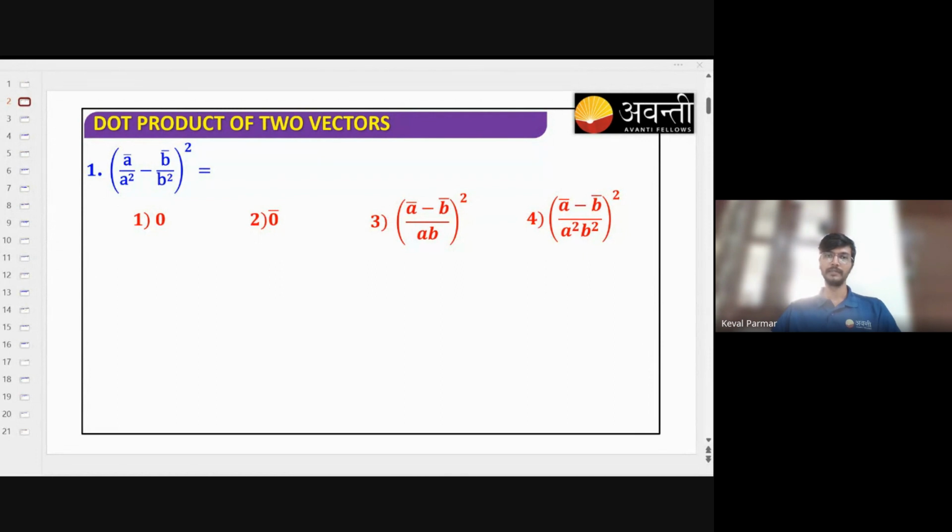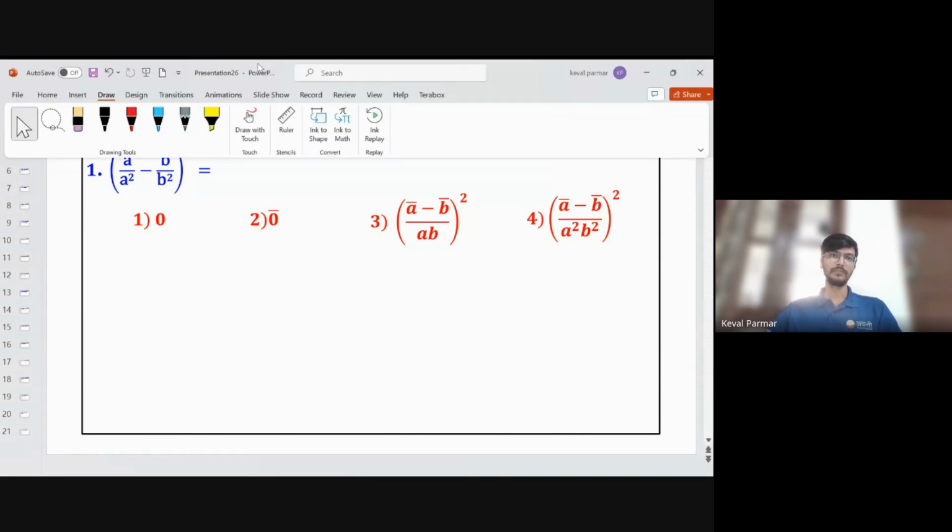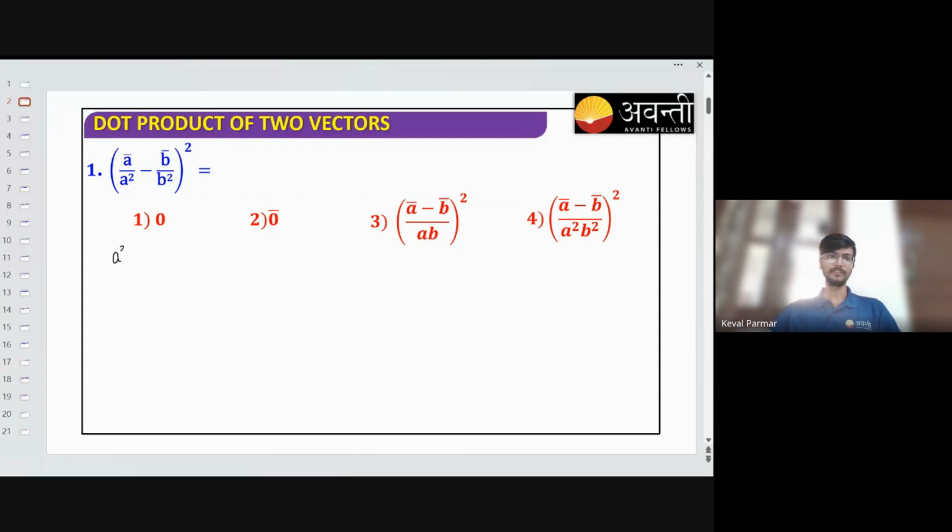So let's see the question and tell me what you can do here. Come on, guys. Here we have to find this value. So it is very simple. Just use a minus b the whole square in terms of vectors. So that will be a square. So this will become a raised to 4 minus 2 a bar dot b bar upon a square b square plus b square upon b raised to the power 4. So here I'll get 1 upon a square minus, this I can write 2ab cos theta upon a square b square plus 1 upon b square.